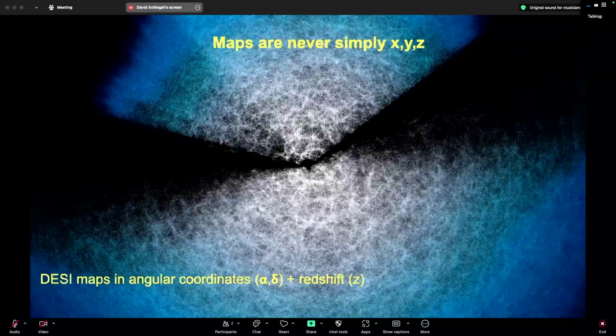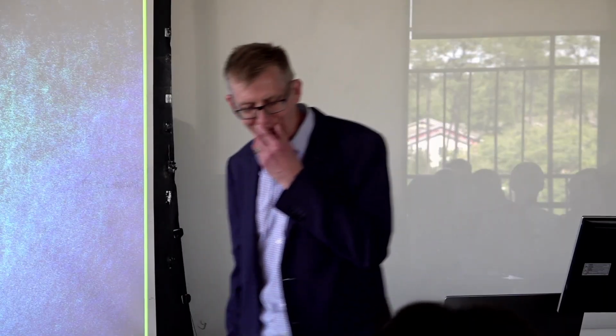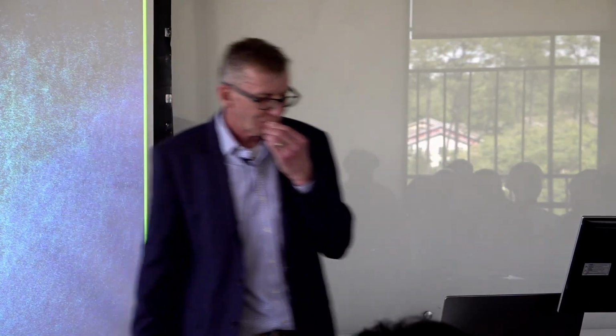First, a point to make is that when we're making maps, they're never simply X, Y, Z. I wish we could do that. Just bounce a laser off the nearest galaxy and wait for it to come back. You'd be waiting for a long time. For the nearest galaxy, you'd be waiting just a few million years. So you could try that, but I don't advise that.